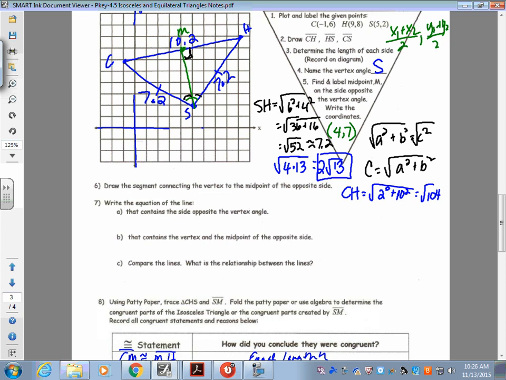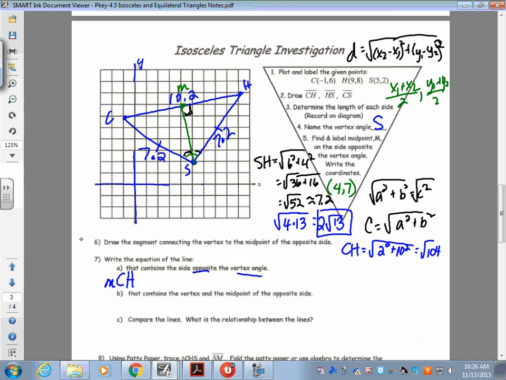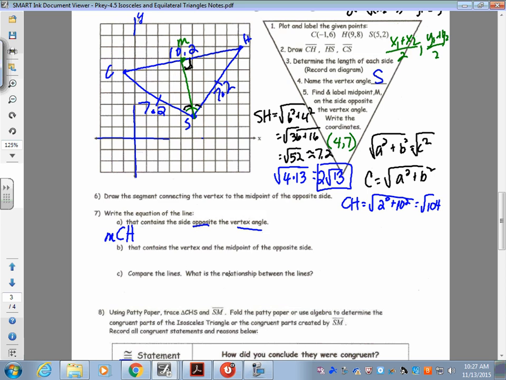Now, we're going to show that algebraically, writing the equation of the line. It contains the side opposite the vertex. What side is opposite the vertex? CH. Okay, so we have to find the slope of CH. Do your rise over run for the slope of CH. That's the first thing we need to do. Count up, over to the midpoint. The slope should be 1 over 5. So make the slope of CH equal 1 over 5.